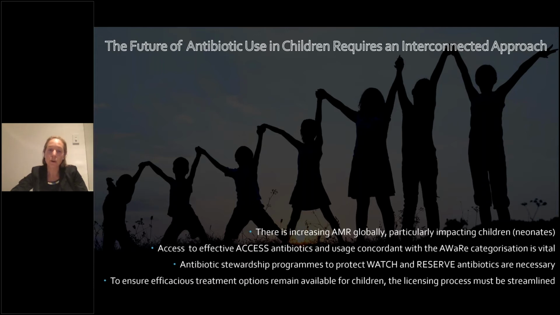And to ensure efficacious treatment options remain available for children, we need to try and see the licensing process streamlined. And one of the main aims of the coming decade should be to try and minimise the big time lag that we're seeing between the licensing of agents for use in adults and trying to get them into the paediatric population as soon as we can, because this is by far and away the population that is most impacted by infections and certainly impacted by antimicrobial resistance.